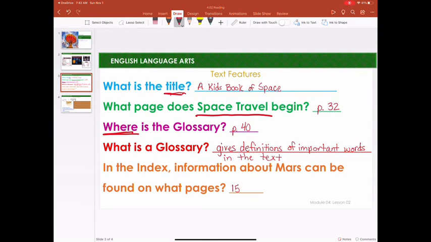15 and 16. All right, so those are text features, and remember that text features are found in nonfiction text, and they help making reading nonfiction a little bit easier just because nonfiction usually contains a lot of information. So text features can help us to find specific information that we are looking for.